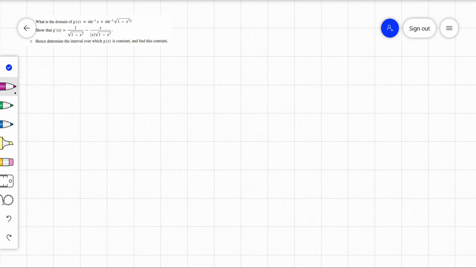Alright, so what is the domain for this inverse sine of the square root of 1 minus x squared? So we know if we've got an inverse sine, we've already restricted x on sine, so we're going between -1 and 1. And if I look at the inverse sine of the square root of 1 minus x squared, we know that's got to be positive and between -1 and 1, so that's between 0 and 1.